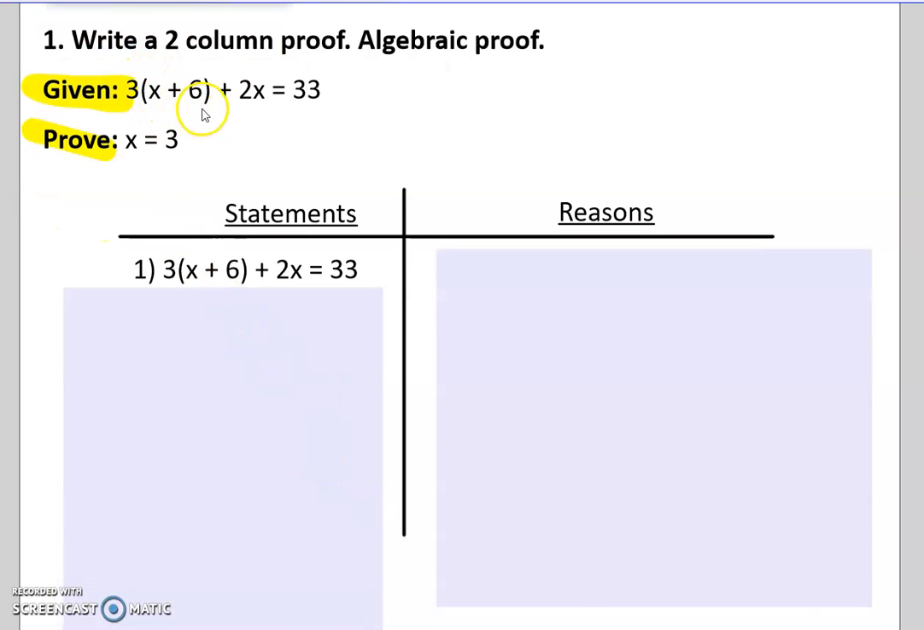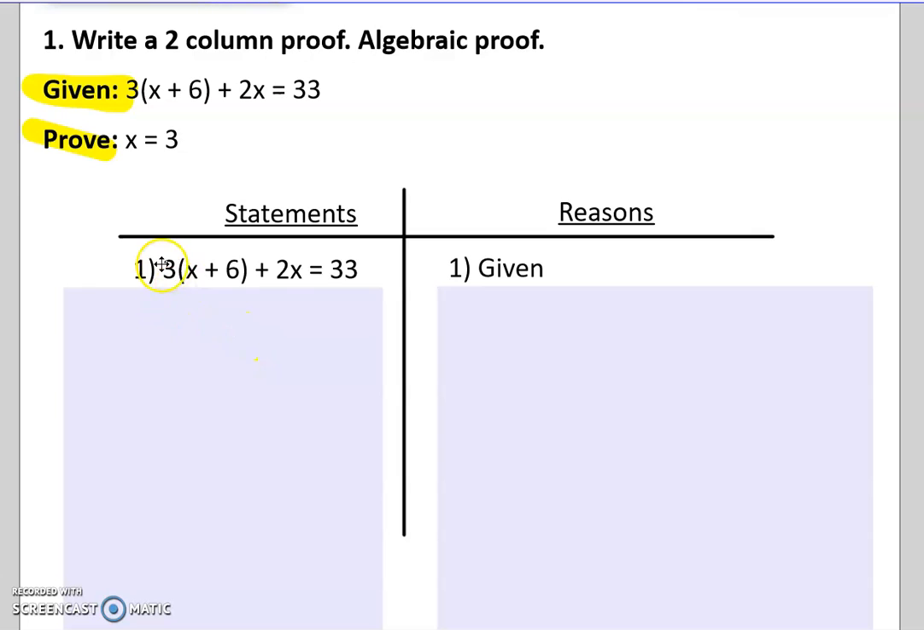3 times x plus 6 plus 2x equals 33. The reason we write that is because that's what was given, okay? And we're going to start to solve it because it's an algebraic proof. So pretend this was back in Algebra 1, Algebra 2. How would you solve this?